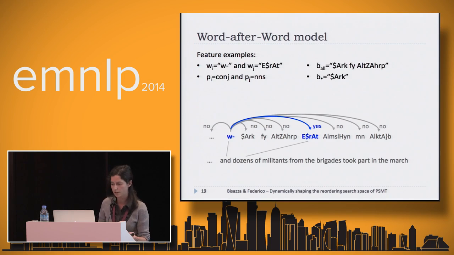And these are some feature examples. We can have the words at position I and J, we can have part of speech at the positions I and J, and we can also have features of the words comprised between I and J.